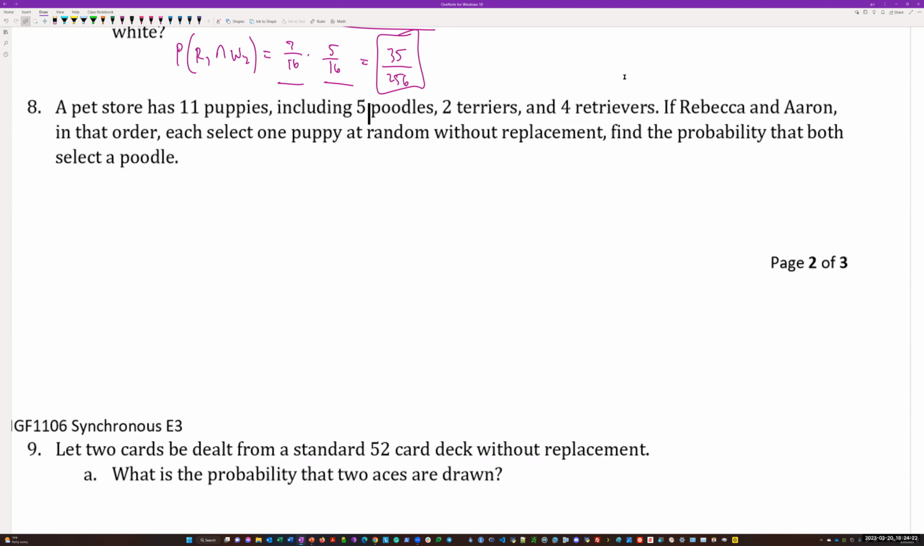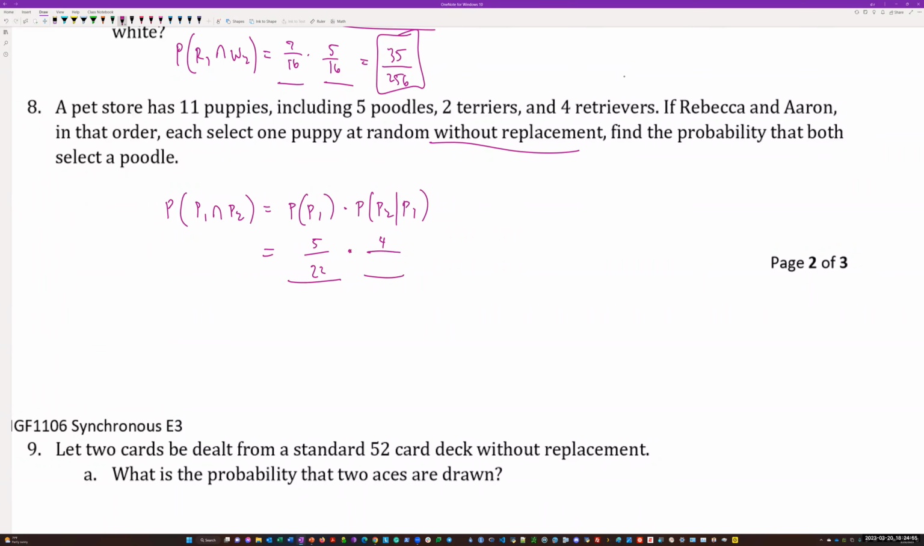Or over what? No, 21, because it's without. 21. Okay. So what's the probability that we get poodle on the first one and poodle on the second one? That's the probability that we get poodle on the first one times the probability that we get poodle on the second one, given the fact that we got poodle on the first one. Poodle on the first one, that's 5 out of 11. Then poodle on the second one: there's already 1 poodle selected, so there's only 4 remaining out of 21. Does that make sense?